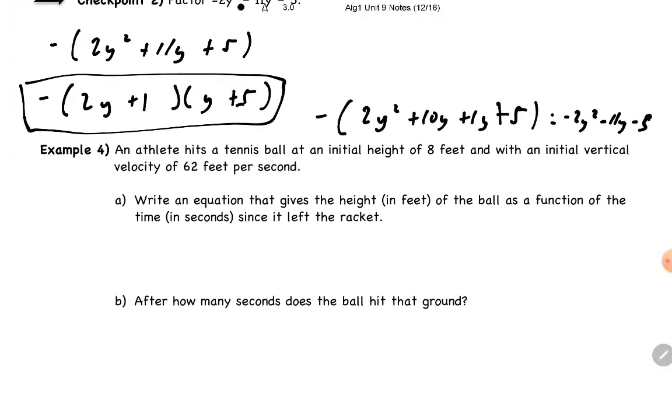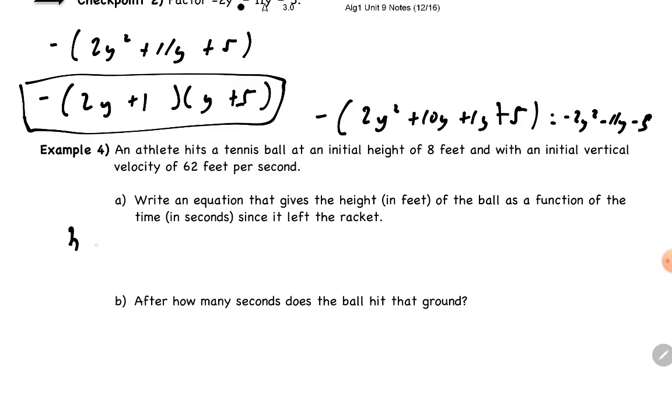Alright, example 4. An athlete hits a tennis ball at an initial height of 8 feet with an initial velocity of 62 feet per second. Write an equation that gives the height in feet of the ball as a function of time in seconds since it left the racket.